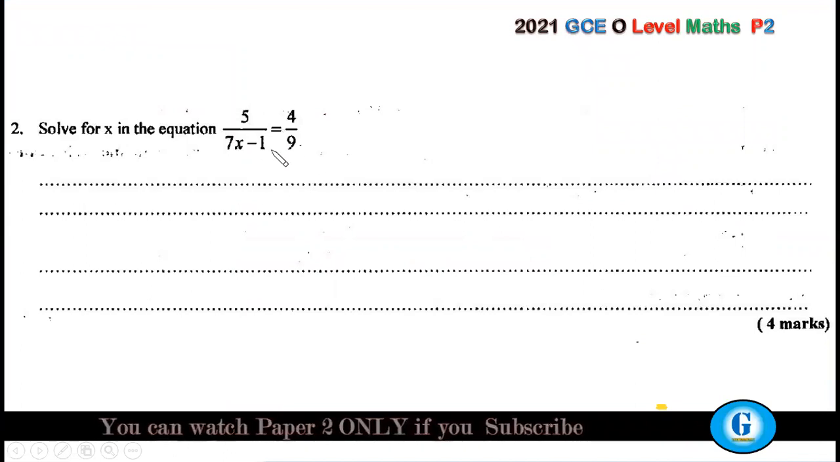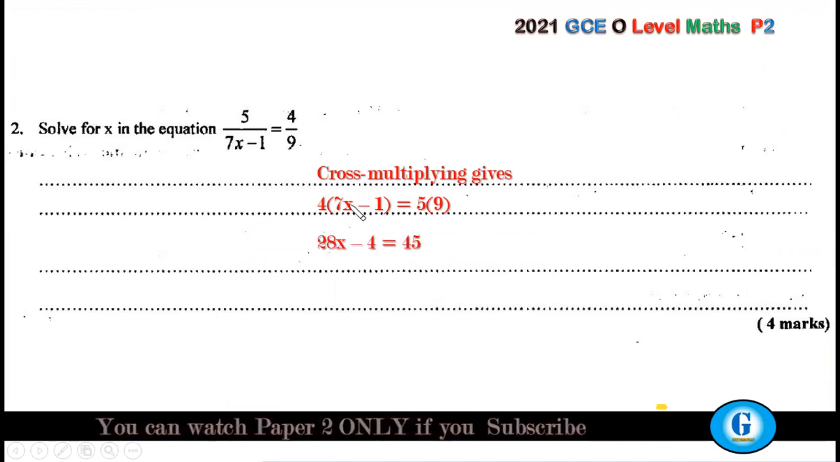And this other one, to solve this equation, 5 over 7x minus 1 equals 4 on 9. As we have fractions, we just have to cross multiply. So when we cross multiply, we'll have 4 into 7x minus 1 equal to 5 times 9. Open out the brackets, we have 28x minus 4 is equal to 45.